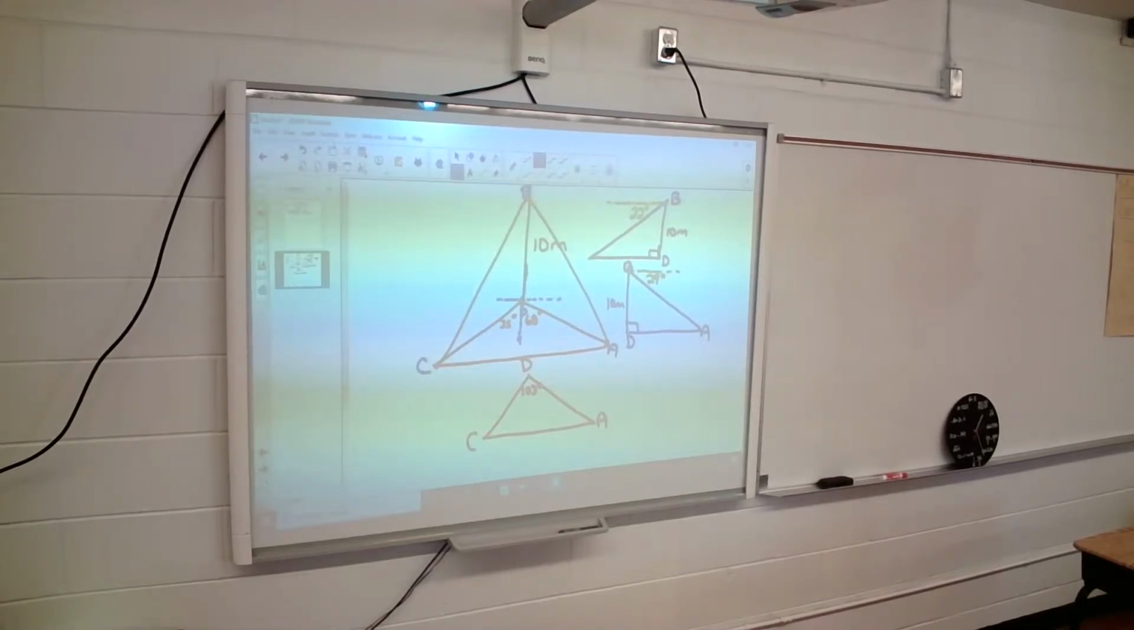Now, looking at the bottom triangle, I need to find AC. So in order to find AC, I need to find the measures of the other sides. So I need the side CD and I need the side AD. So where do I get side CD and side AD from?